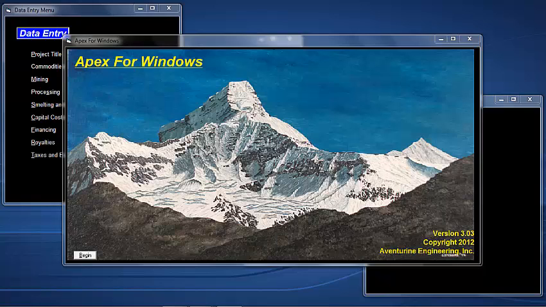Apex is a Windows-based application produced by Venturing Engineering Incorporated in conjunction with Infomine USA Incorporated, designed to evaluate and assess the economic potential or economic viability of proposed mineral development projects.